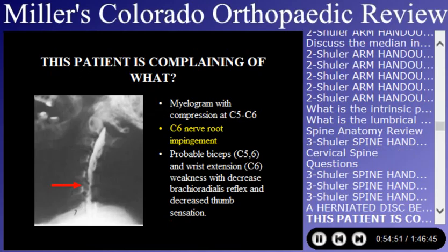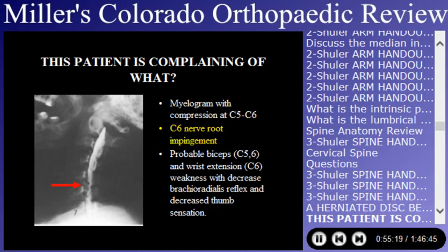Let me get the pointer back up for you. So 1, 2, 3, 4, 5, 6. You see now this bulge here between 5 and 6. What nerve root? C6. What are they complaining of? C6 nerve root impingement, probable biceps or even wrist extension, most likely wrist extension weakness. They won't complain of brachioradialis reflex, but you'll determine that in an examination.